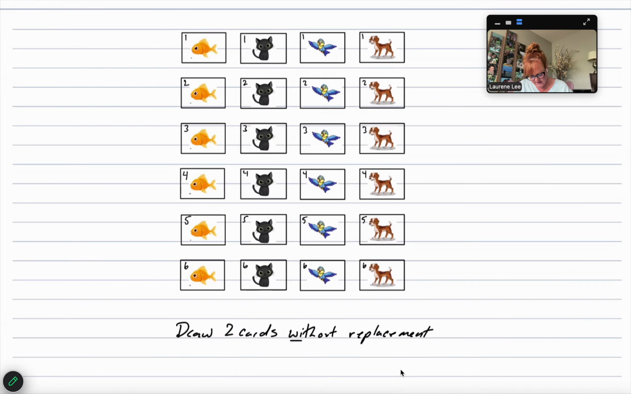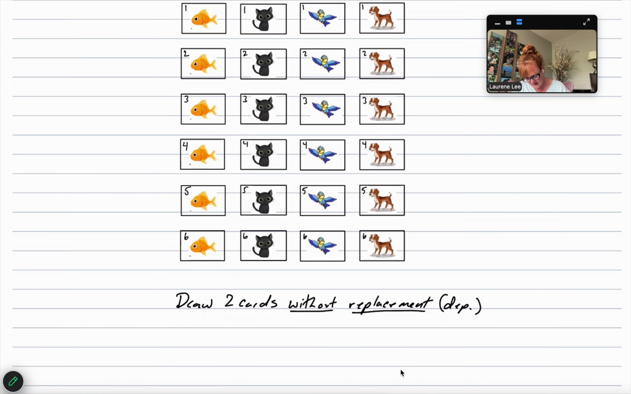This phrase, without replacement, is a key phrase that tells you if the events are going to be independent or dependent. So if I'm not going to replace the card, this is going to be a dependent event, because me taking a card out of the deck is going to change the probability of the next card. Think about the queen example we talked about earlier. That was a dependent situation.